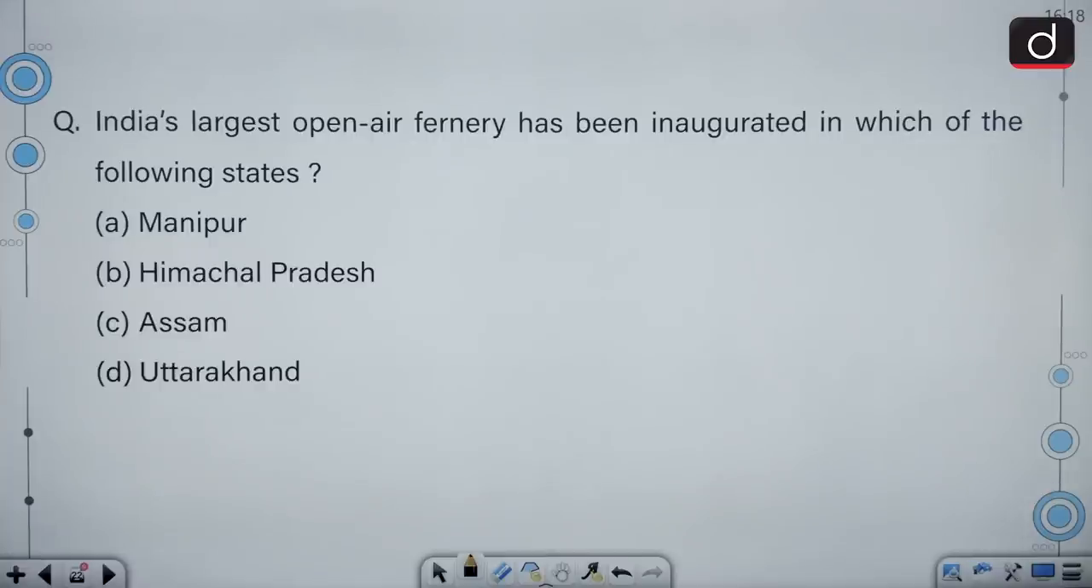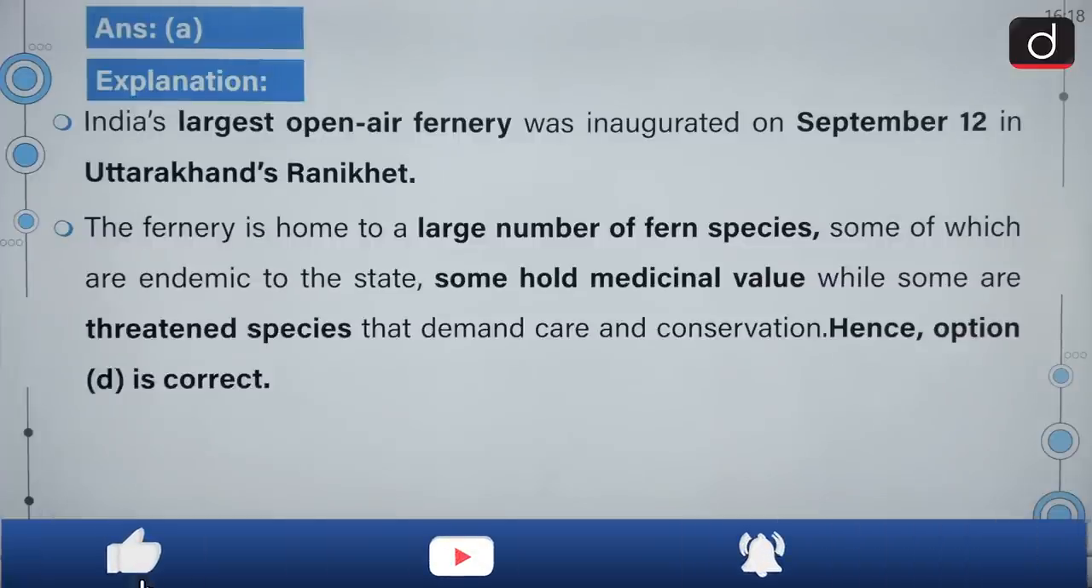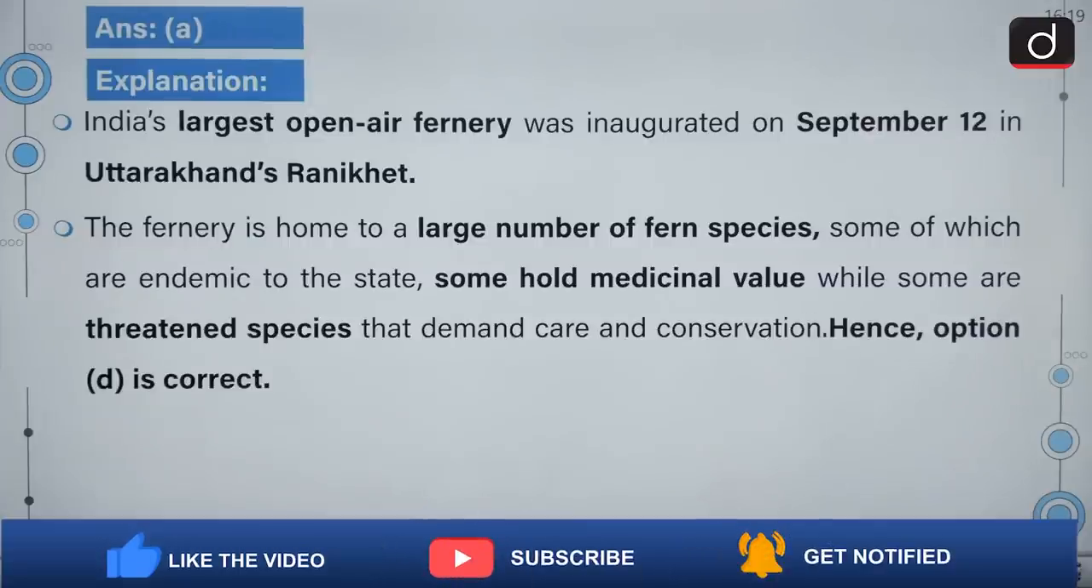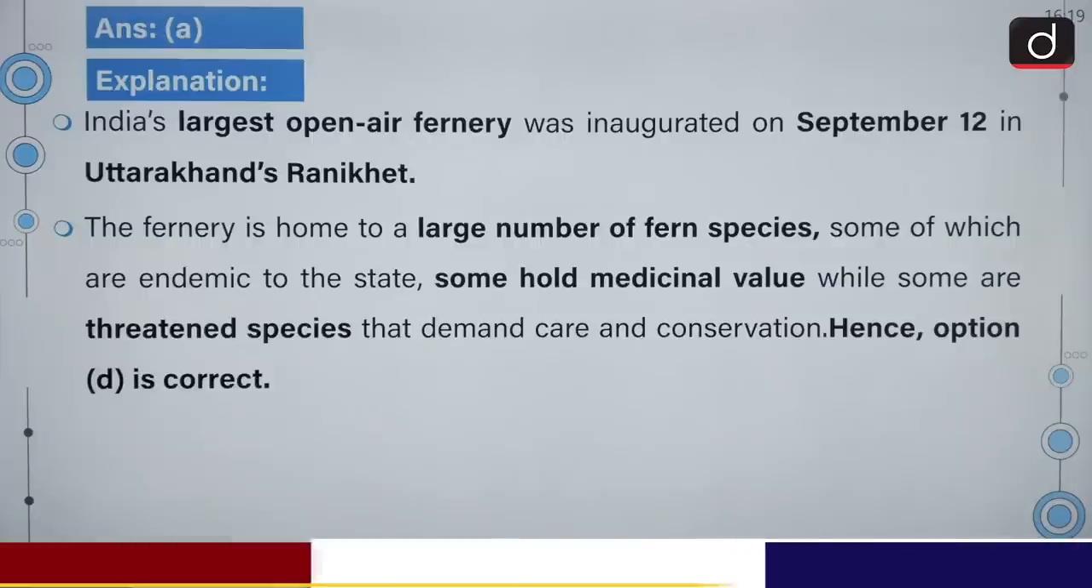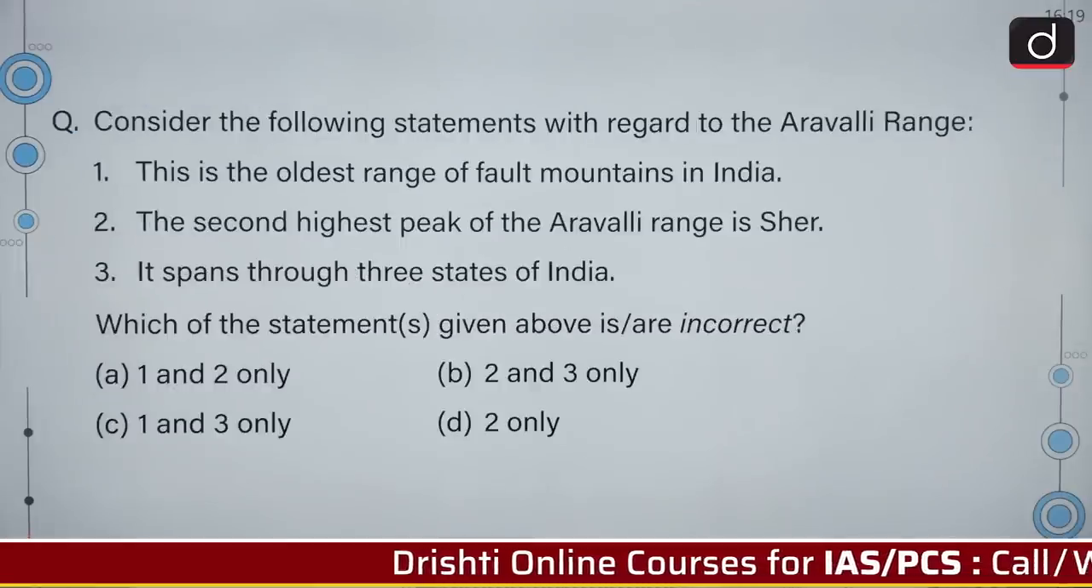India's largest open-air fernery has been inaugurated in which of the following states? Manipur, Himachal Pradesh, Assam, Uttarakhand. The correct answer to this question is option D, Uttarakhand. India's largest open-air fernery was inaugurated on September 12 in Uttarakhand's Rani Khet. The fernery is home to a large number of fern species, some of which are endemic to the state. Some hold medicinal value, while some are threatened species that demand care and conservation. Moving on to the next question.